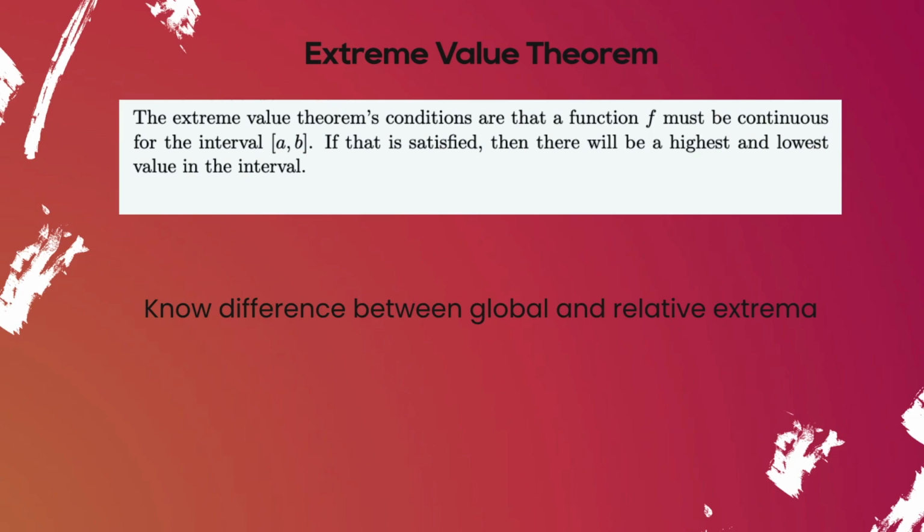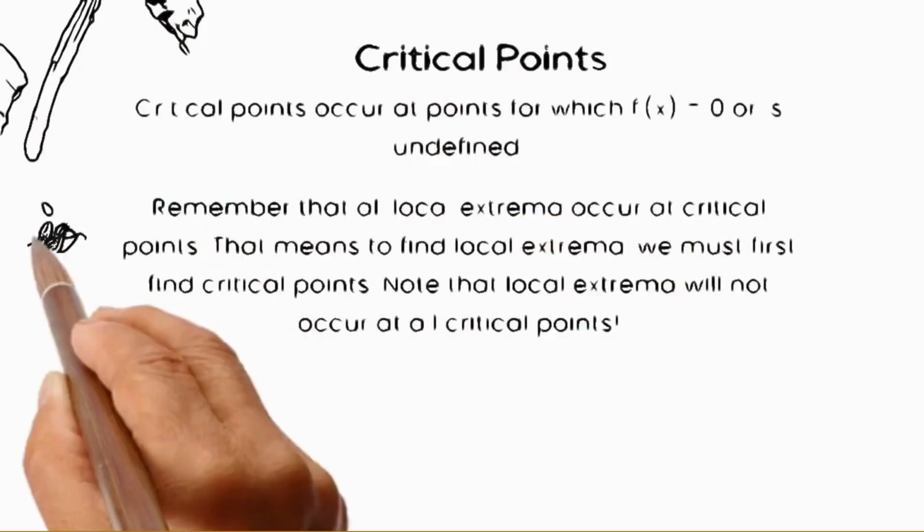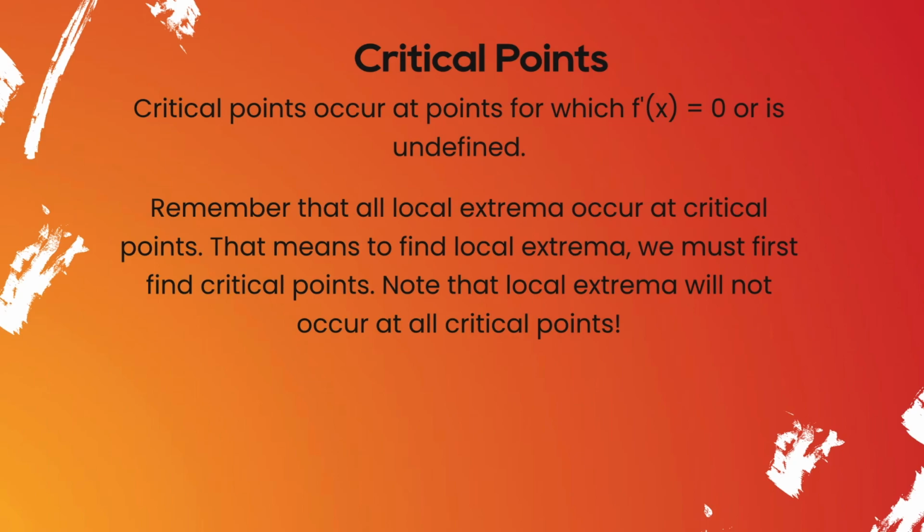And that brings us to global and relative extrema. Now to find relative extrema, first note the difference between relative extrema and global extrema. There can be multiple local extrema. For example, there can be 2 or 3 local maximums and maybe 2 or 3 local minimums. However, there can only be exactly one global maximum and exactly one global minimum for an interval.